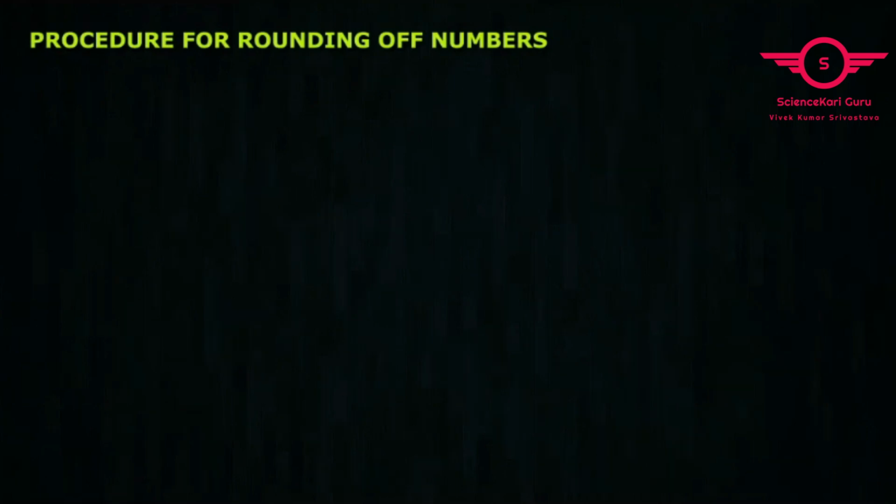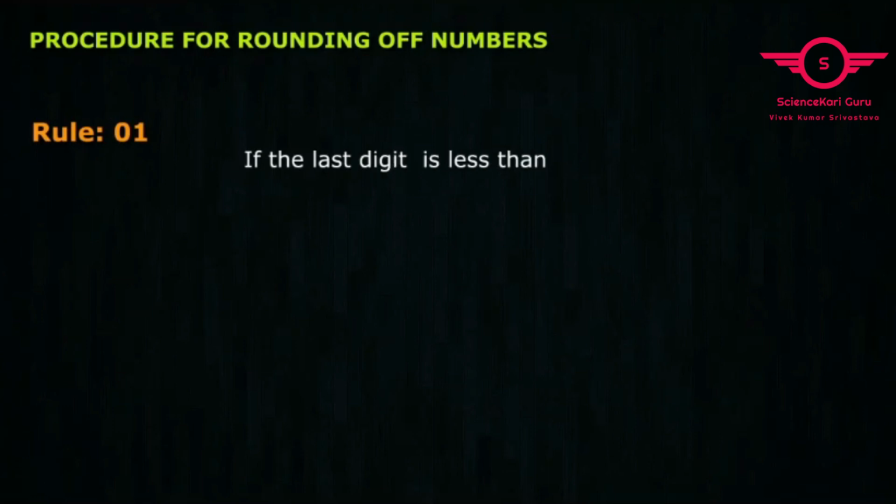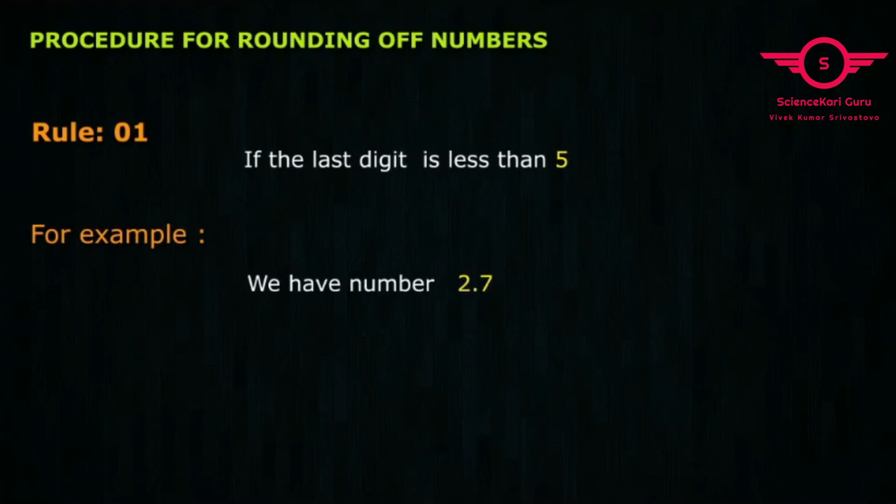Procedure for rounding of numbers. Rule 1. If the last digit is less than 5, that can be ignored. For example, we have a number 2.721. Here, last digit 1 is less than 5, hence omitted. So, we round off the number to 2.72.